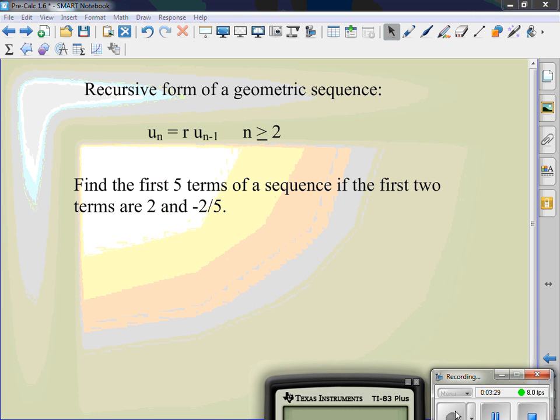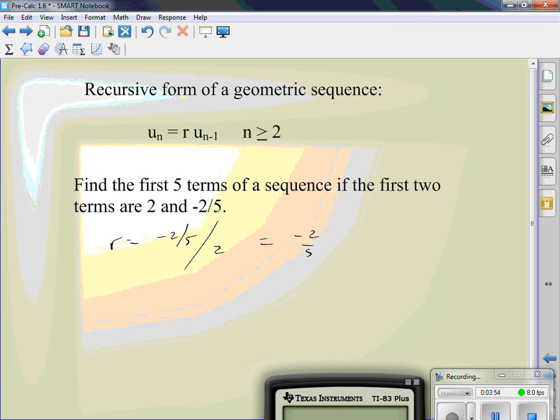We're going to find the first 5 terms of a sequence if the first 2 terms are 2 and negative 2/5. Just by looking at this, I have to find out what r is. That's the first term, that's the second term. So I'm going to take negative 2/5 divided by 2, which I'll do by hand: negative 2/5 times 1/2, which is negative 1/5. You can do it in the calculator, you still get the same answer.